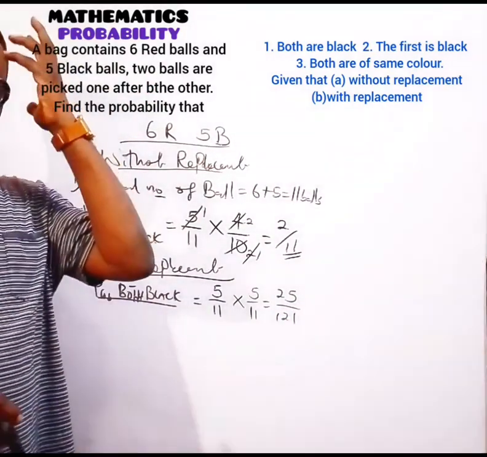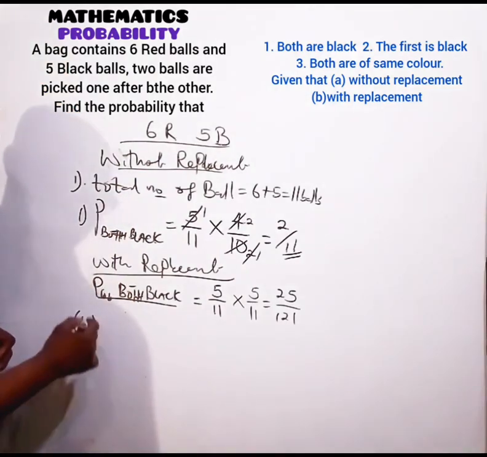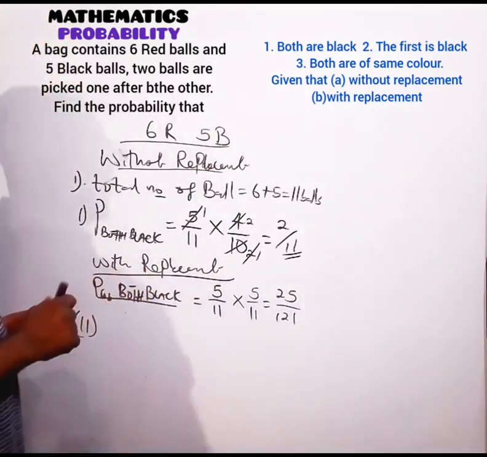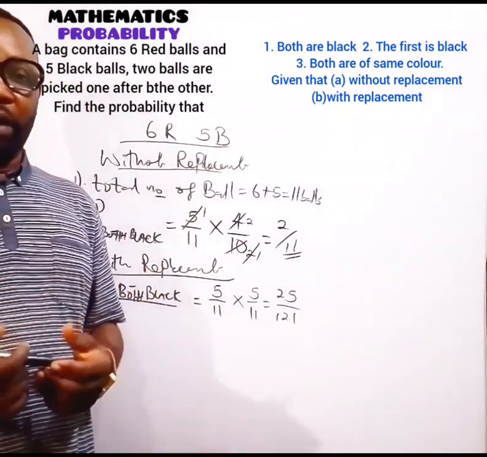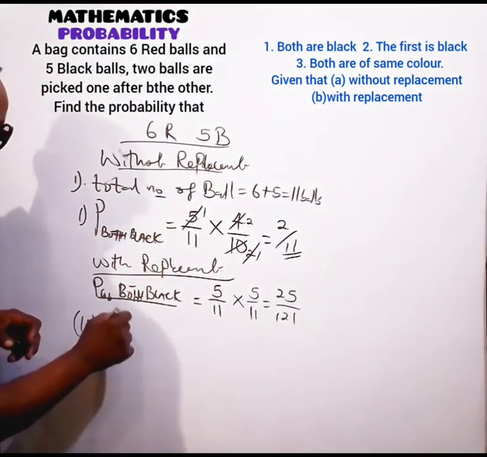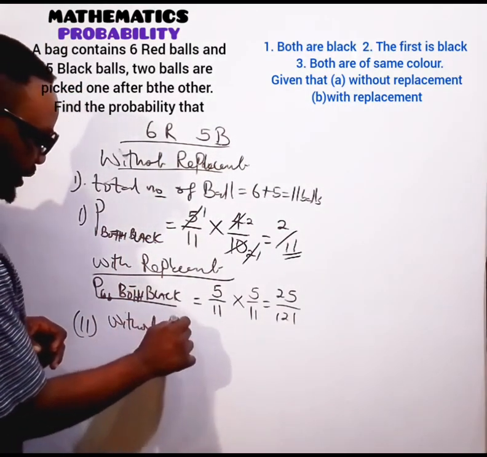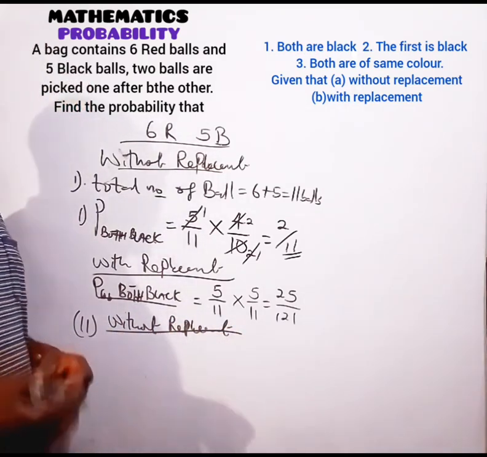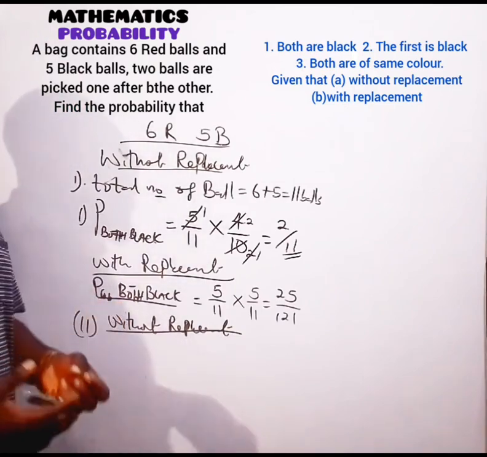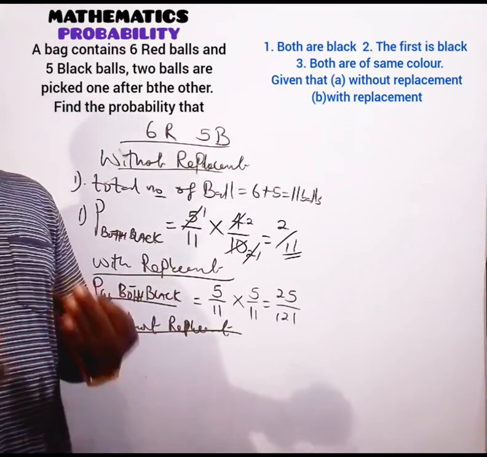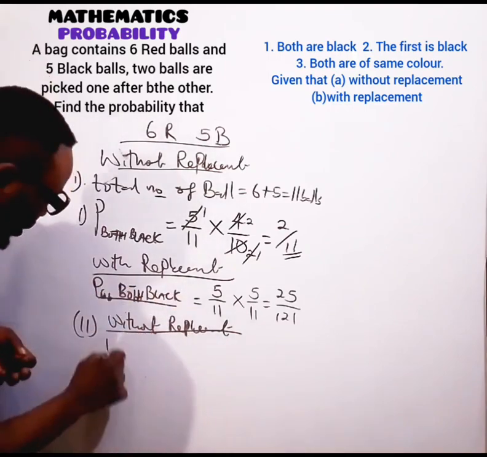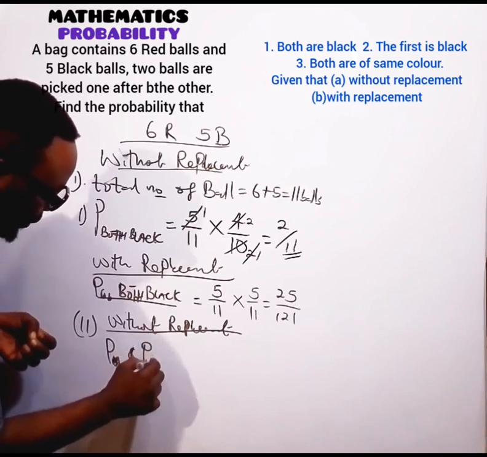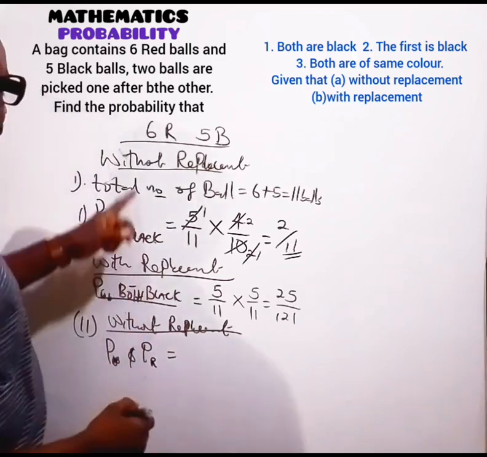Now, the second question. I move to the second question now. The second question says that the first is black. The first ball is black. Now, let's start with our without replacement. Without replacement. The first is black. So if the first is black, it means the second one that will be picked will be red. So that will be what? Probability of black and probability of red, which is going to be equal to the first is black.